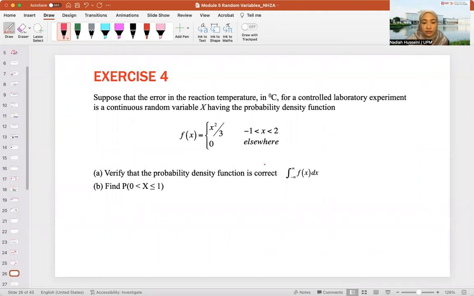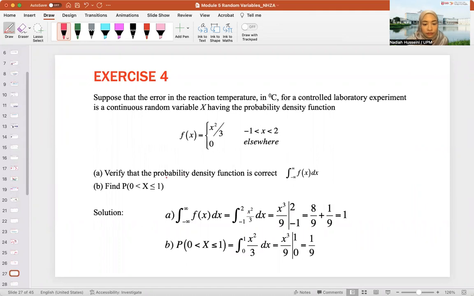So what you have to do is find out if it is equal to 1. This is what we're trying to find: the function integrated from -infinity to infinity. And B is to find out what is the probability when our random variable is greater than 0 and less than 1, so it is inside this interval. Let's find out how to do that.